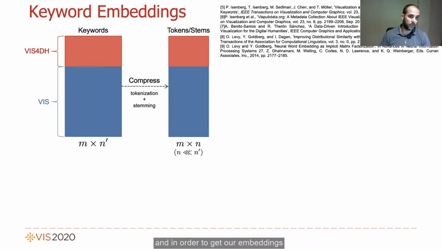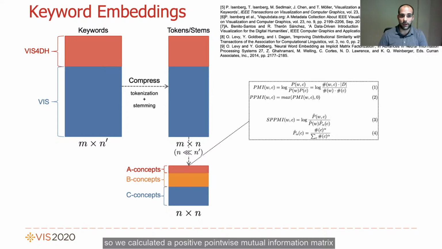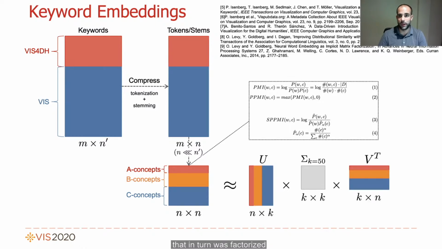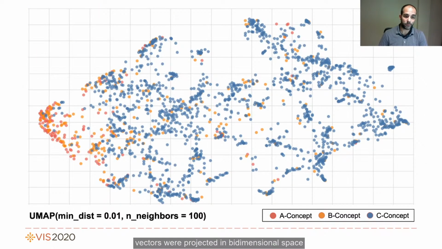So very quickly, in order to get our embeddings, we firstly compressed the input data, with tokenization and stemming. Then we divided the tokens depending on whether they appeared on the VIS48 collection or on the VIS collection exclusively, or in both. We calculated a positive point-wise mutual information matrix that in turn was factorized using SVD, singular value decomposition. Just for this presentation, these vectors were projected in the bidimensional space using UMAP, so you can see more or less how they are distributed.